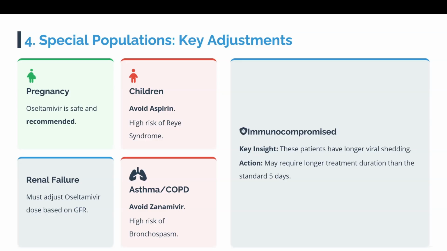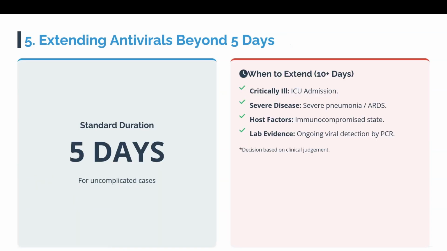In immunocompromised patients, there is longer viral shedding, so they may require a longer treatment duration than the standard 5-day regimen. So, when to extend the standard 5-day treatment regimen of influenza beyond 5 days? You can even treat for more than 10 days in critically ill patients in the ICU, in severe disease like severe pneumonia and ARDS, in immunocompromised states, and with lab evidence of ongoing viral detection by PCR. The decision is based on clinical judgment rather than laboratory parameters.